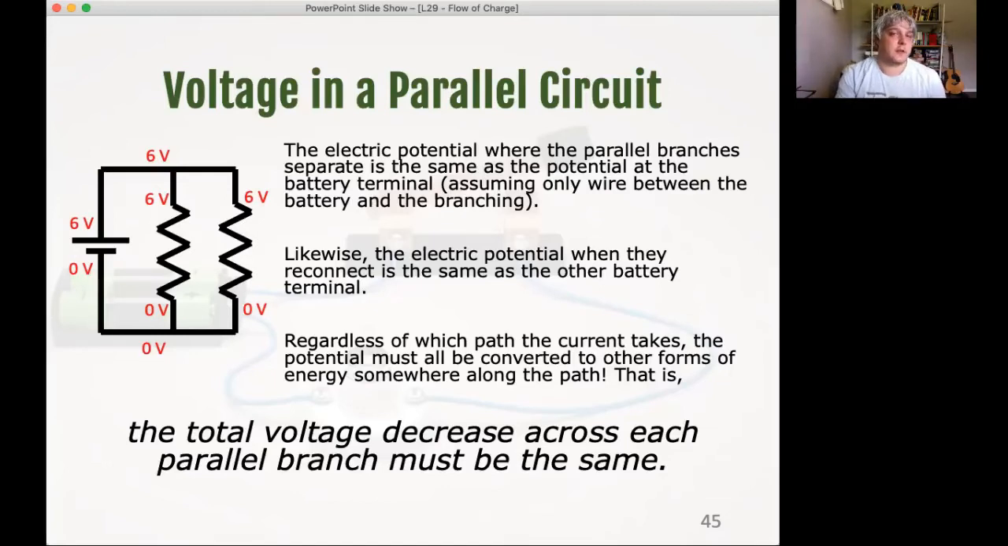Whereas in the series circuit, the voltage was shared because the electron could only spend half of its energy going through one component because it had to spend the other half going through the next one. Whereas here, each electron spends all its voltage going through one component, but it's only getting half as many electrons because remember, half the electrons will be going through the other component. The total voltage decrease across each parallel branch must be the same. If the electrons have 6 volts to spend when they arrive at this branch, when they arrive at the splitting, then they must have both spent the same amount, regardless of which path they go down, when they rejoin.